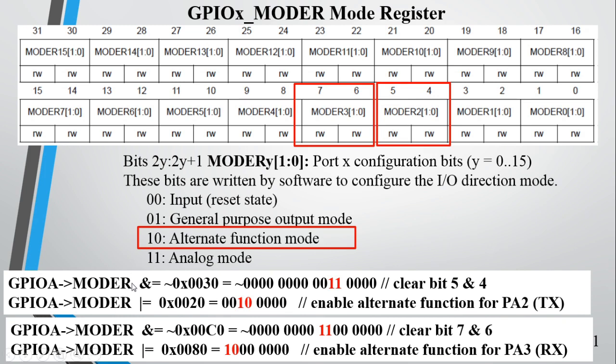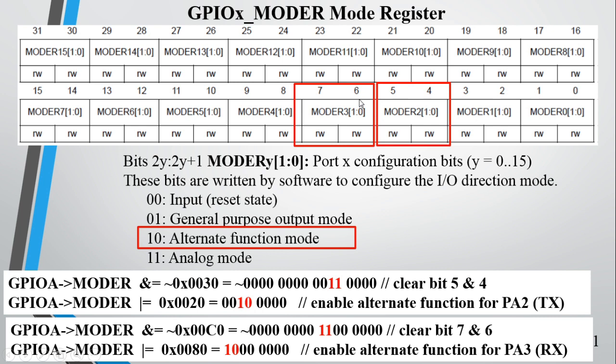These 2 steps need to be written if we are performing serial transmission, because we need to configure TX as alternate function. Similarly, I need to configure RX also as alternate function if you want to perform serial reception. So at the time of serial reception, which pin do you need to configure? You need to configure PA3. Why? Because PA3 is the RX pin of UART2. So PA3 also should be configured with alternate function.